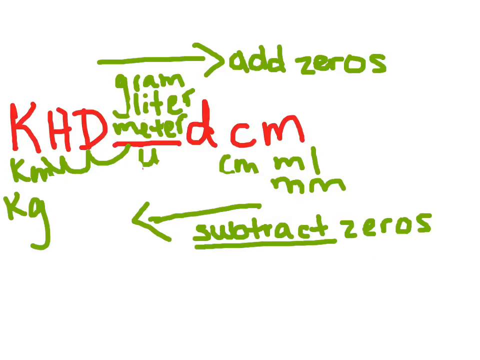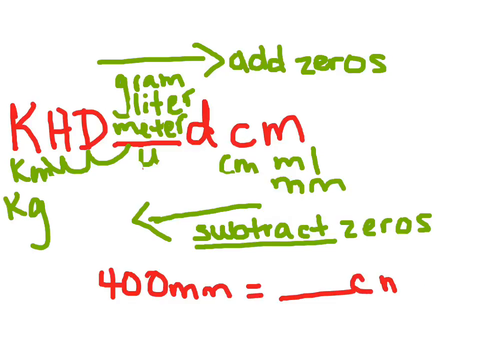Let's do one more example of that. 400 millimeters equals how many centimeters? Alright, so we're going backwards 1. So we're going to take away 1 zero. And the answer is going to be 40. Okay? So that's how you do it when you're adding and you're subtracting zeros.